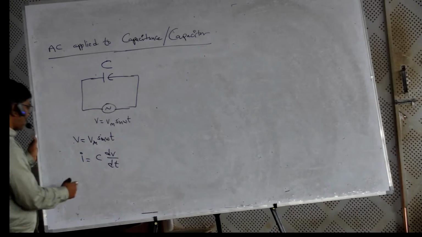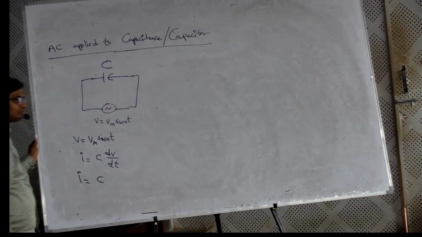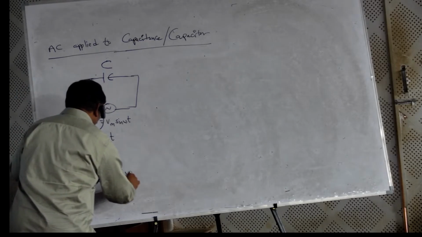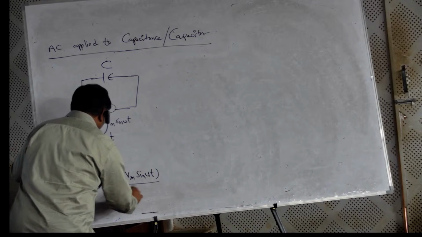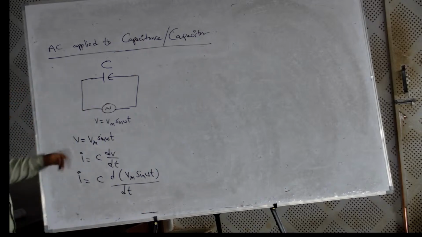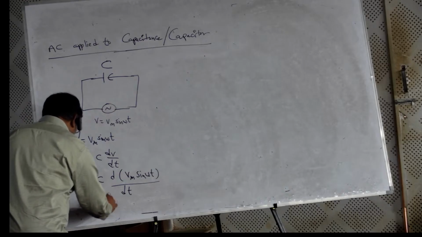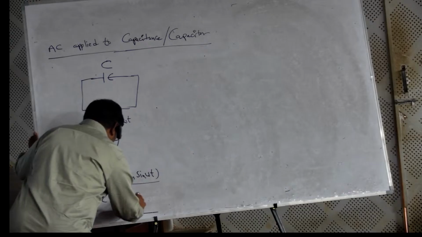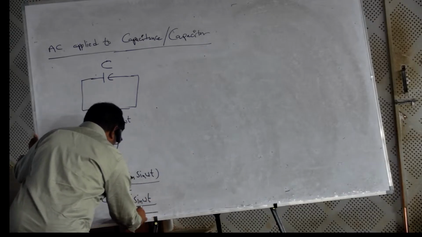Now you write down here I is equal to, substitute here, C d, differentiate Vm sin omega t with respect to dt. So Vm is constant. So here I is equal to C Vm, differentiation of sin omega t with respect to dt.